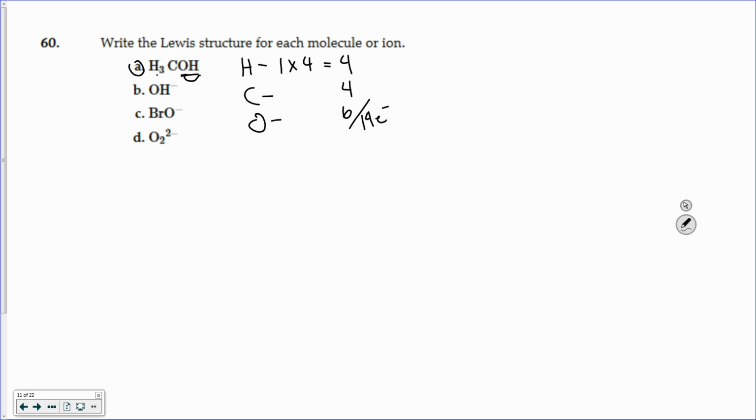So carbon's going to be central. I'm going to put the 3 hydrogens around it. I'm going to connect everything with a single bond. That takes 1, 2, 3, 4, 5 single bonds. So that used 10 electrons. I've got 4 electrons remaining. So if I look at what's remaining, does the carbon have an octet around it? It does, so it's happy.